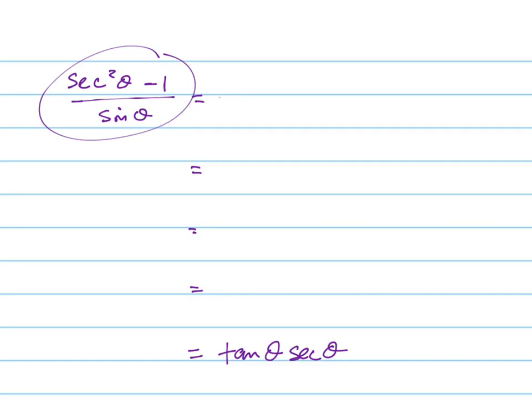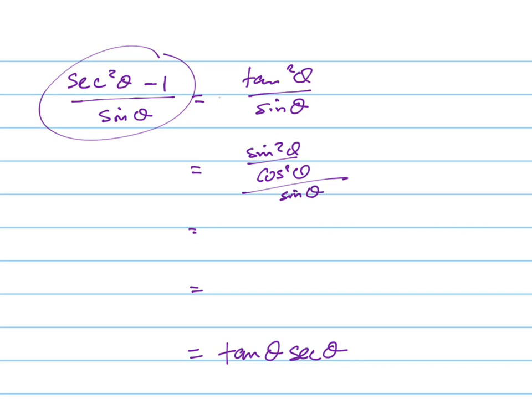All right, so what's secant squared minus 1 equal to? Tangent. Good. It equals tangent squared theta over sine theta. All right. Tangent equals sine over cosine. So sine squared over cosine squared all over sine of theta. Now this is where a lot of people forget or don't know what to do. Remember, this is like sine over 1.